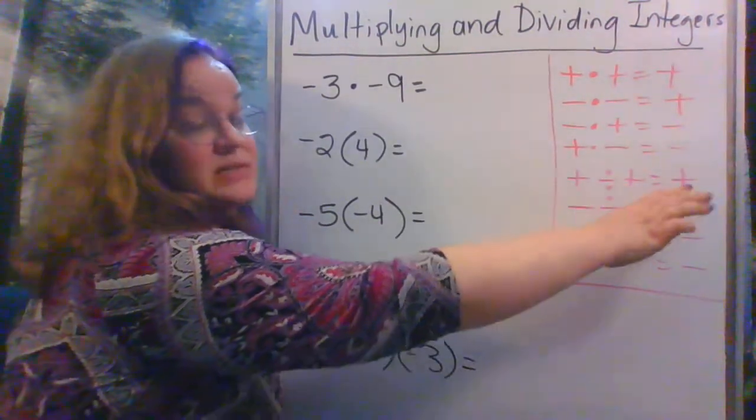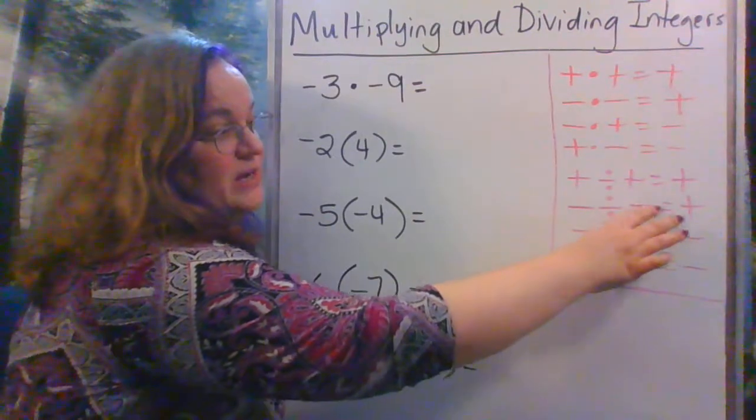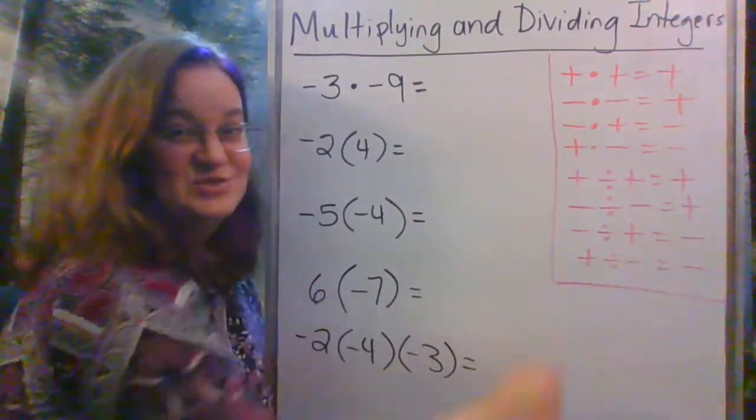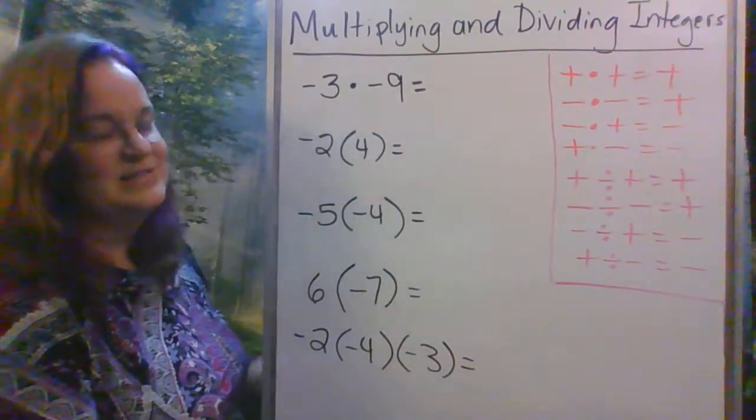If they're both positive, the answer is positive. If they're both negative, the answer's going to be positive. If they're one of each, the answer is going to be negative. So let's look at some examples.